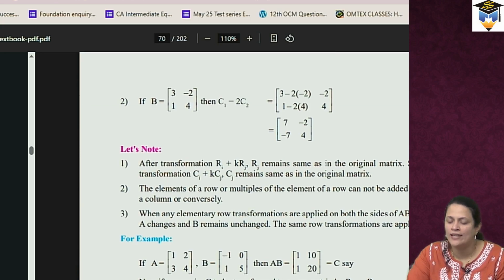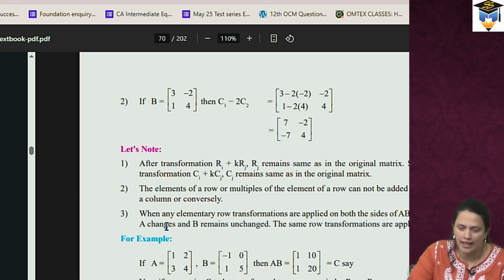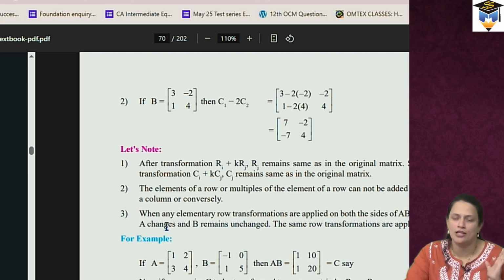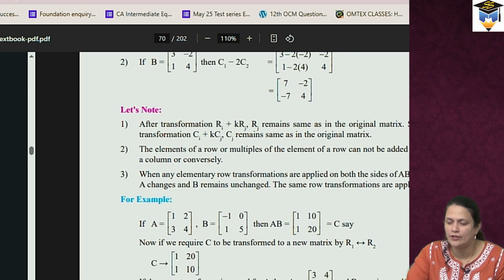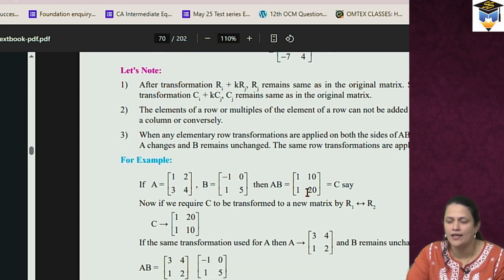So when any elementary row transformation is applied on both sides of AB is equal to C, the prefactor A changes and B remains unchanged. So the same row transformations will be applied on C as well. So as you can see, A is given to us, B is given to us, and AB is nothing but C that is given to us.